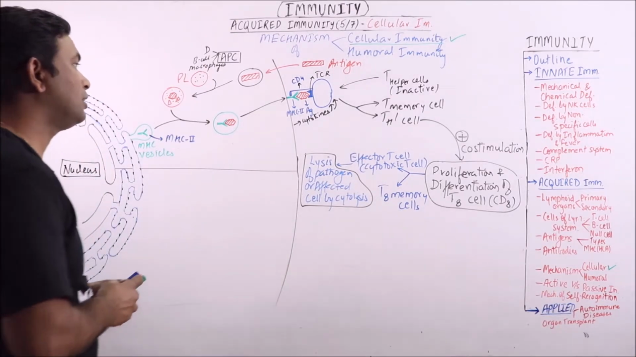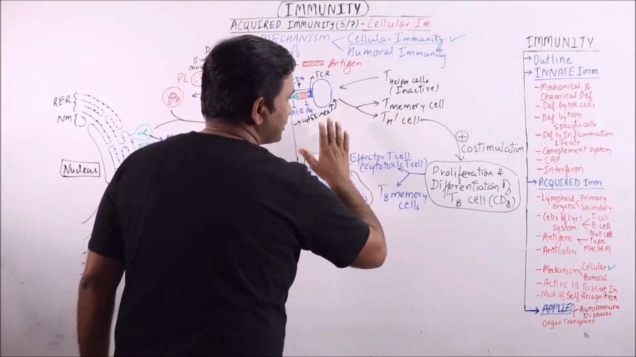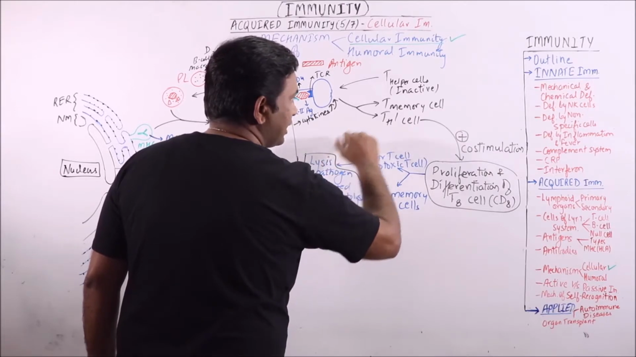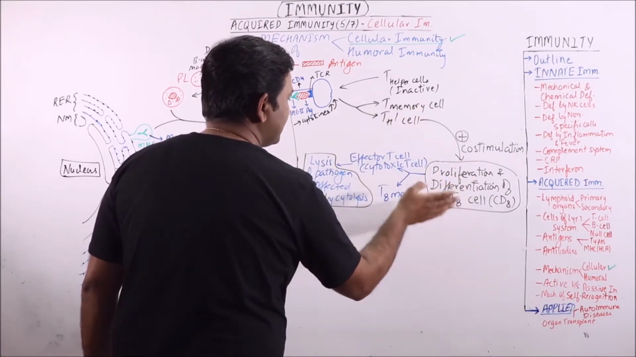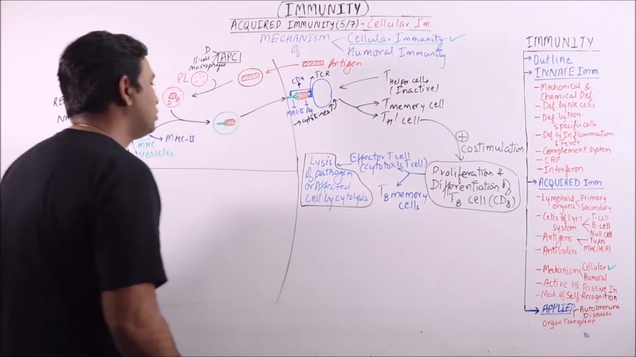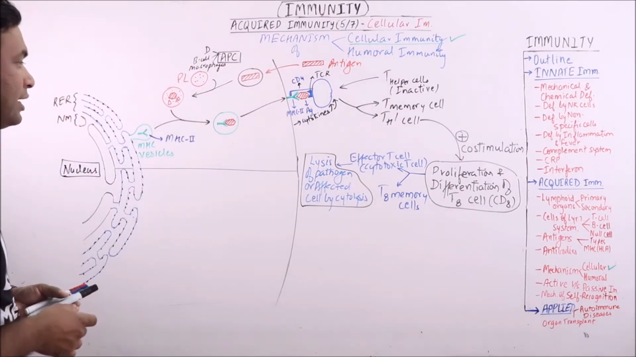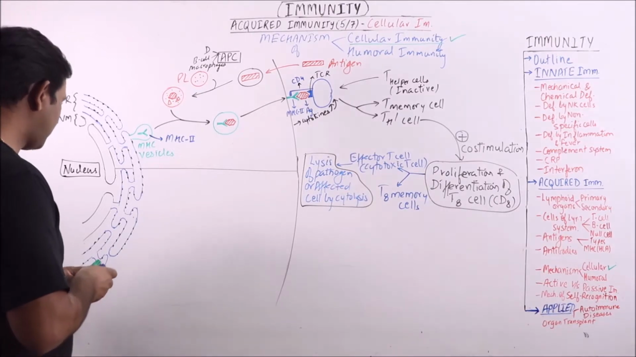So first will be the differentiation of T helper cell into Th1 cell and memory cell, then the proliferation and differentiation of T8 cell into effector cell and memory cell. Then final action will be taken by the cytotoxic T cell.